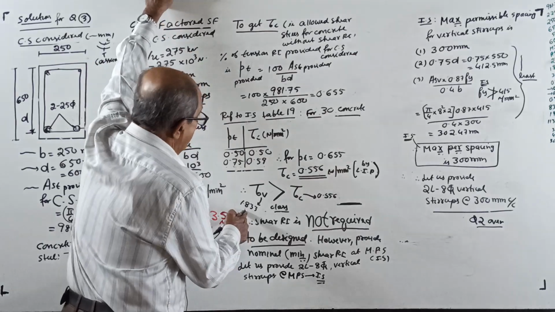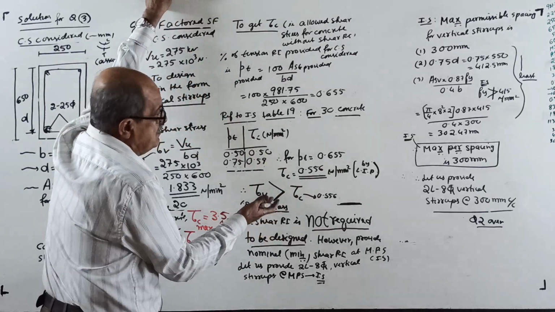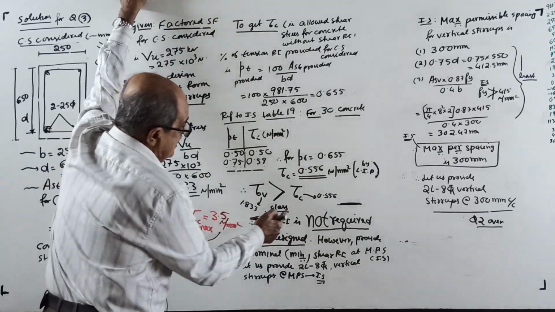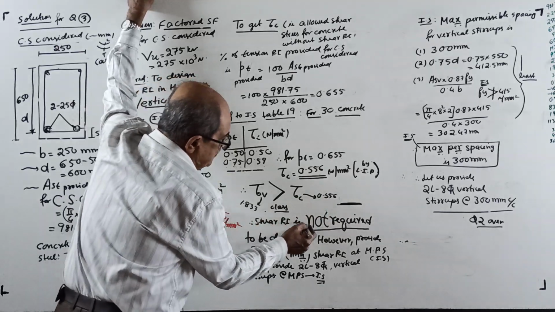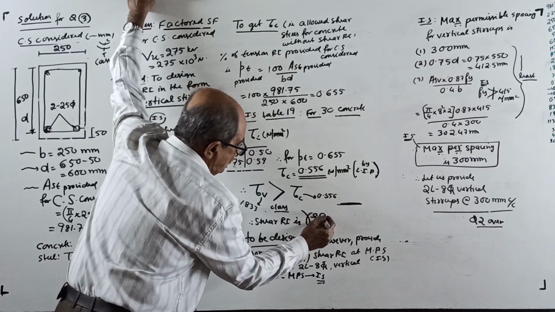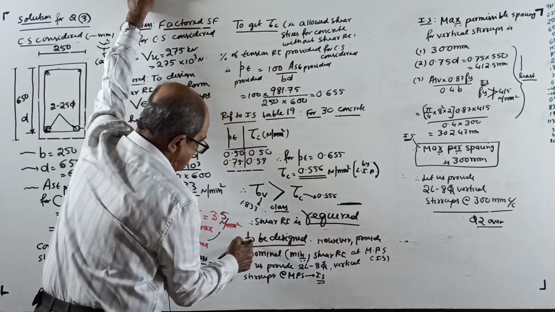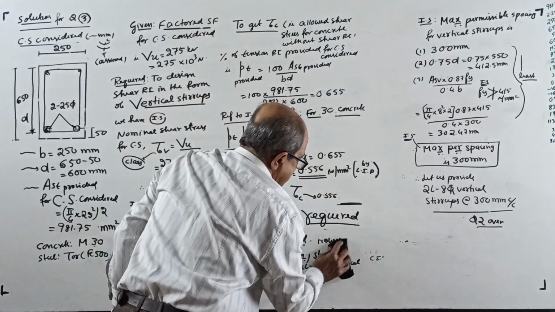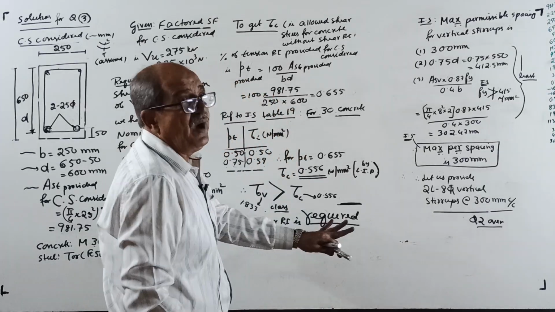So 1.833. Here only I told, by chance some number is forgotten means change it. 1.833, correct? Yes, is more than 0.556. Therefore, shear reinforcement is required. Required to be designed. Okay, up to here, that is all. This is cancelled. I will write fresh. So, shear reinforcement is required to be designed.